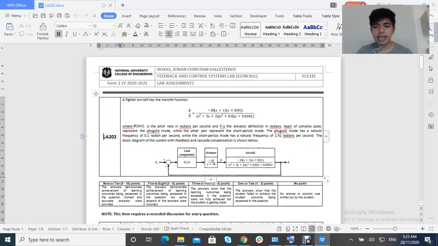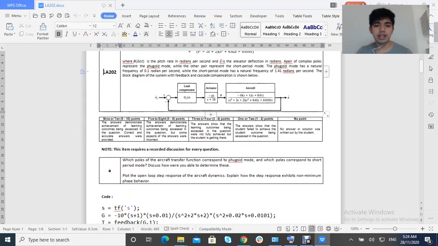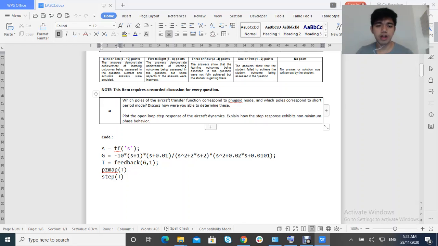As you can see here, this is the system that is required for an answer. This is the lead compensator, which is G(s). The actuator is negative 10 over s plus 10. And the aircraft is negative 10 (s plus 1)(s plus 0.01) over the given (s squared plus 2s plus 2) times (s squared plus 0.02s plus 0.0101).